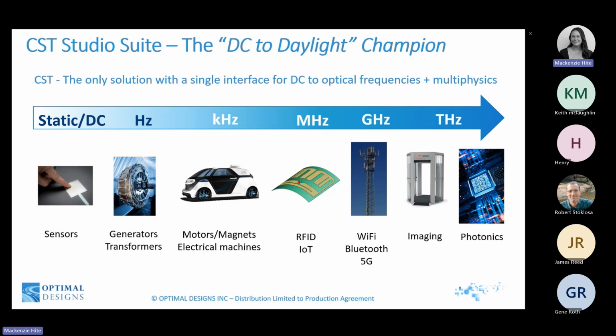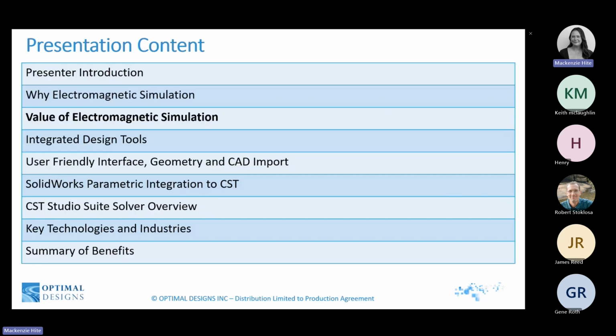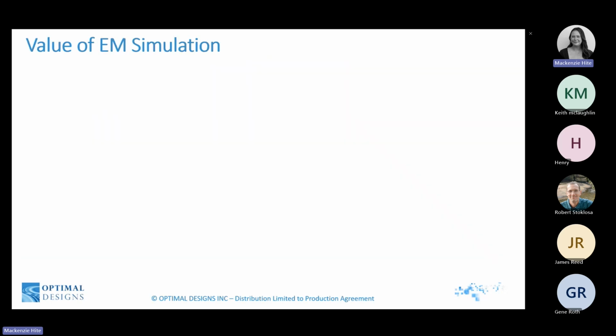In a single interface, the complete electromagnetic spectrum is represented, from DC to daylight, both in time domain and in frequency domain, and also includes multiphysics capability for thermal, fluid dynamics, and structural analysis. What is the value of electromagnetic simulation? Throughout this presentation, I will show you how CST Studio Suite can address challenges and provide you with state-of-the-art solver solutions. Areas include emerging markets, electrification, 5G and beyond, Internet of Things, smart objects, and autonomous driving.